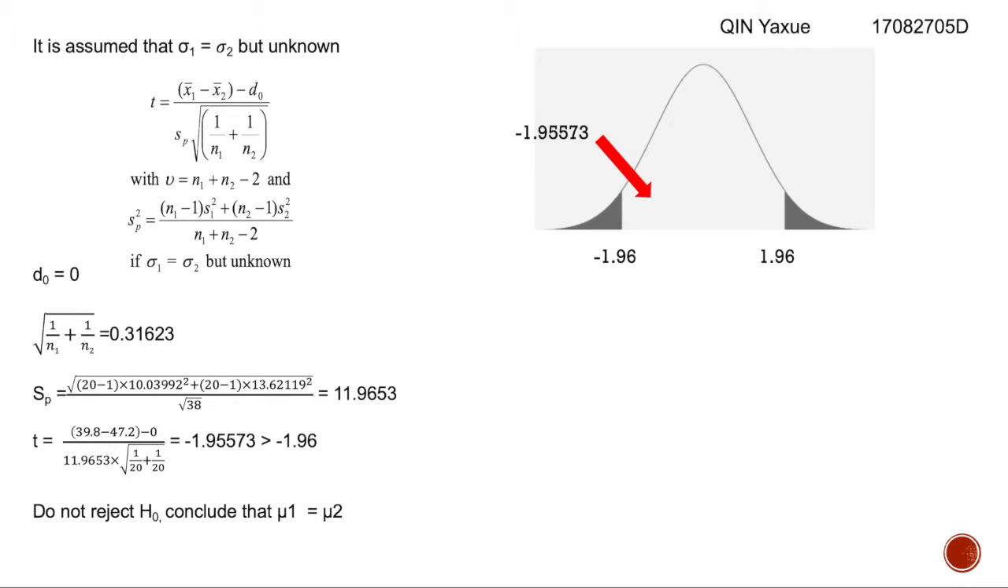Look at this graph. The t value is larger than negative 1.96, in this white part. So we can draw our conclusion. We do not reject H0, the null hypothesis, and conclude that mu1 is equal to mu2.